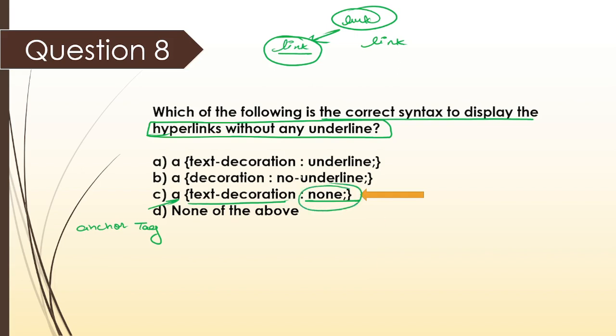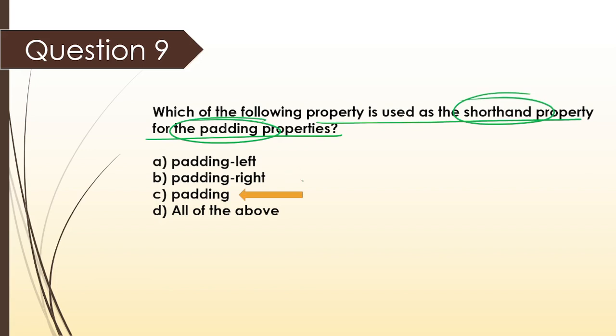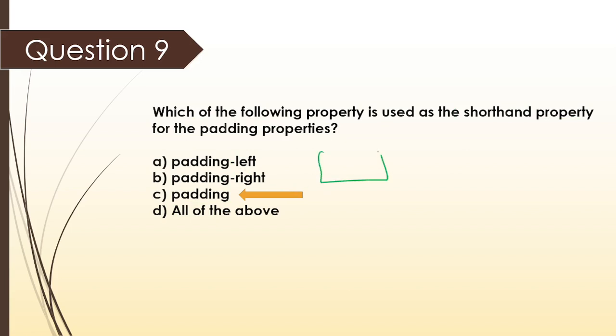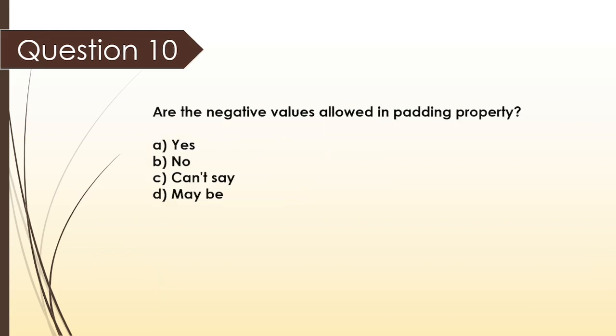Okay, but if you want to remove the default things, then you can always use none value here. Next question is, which of the following property is used as the shorthand property for the padding properties? Okay, so what is the shorthand property if you want to use padding? So correct answer is just padding. Okay, if you want padding only to the left side, only to the right side, only then you can use option 1 and 2. Otherwise, if you want padding in all the directions, then you can use just padding. Okay, you can see its explanation here.